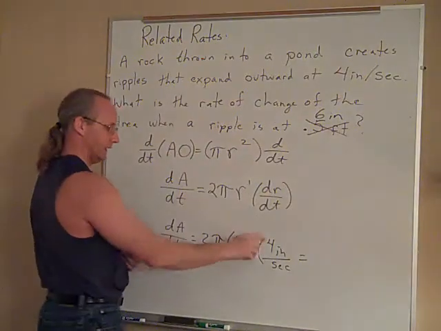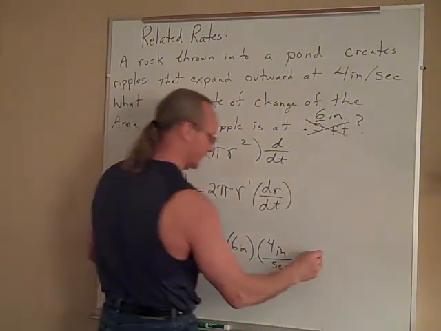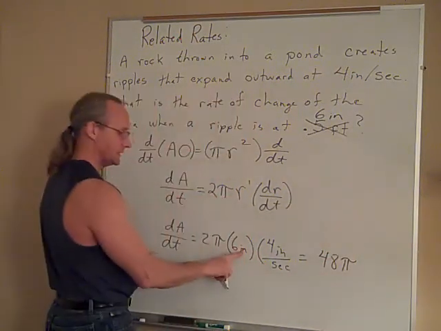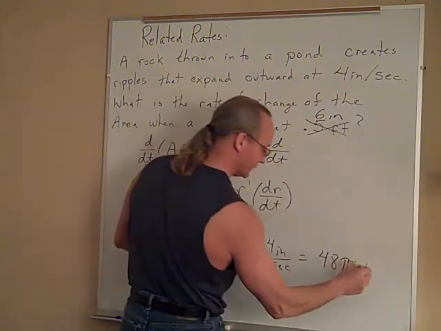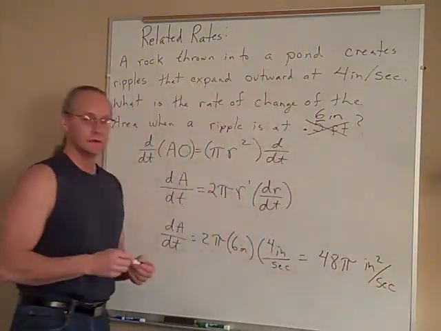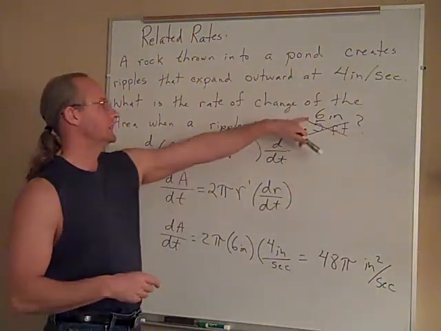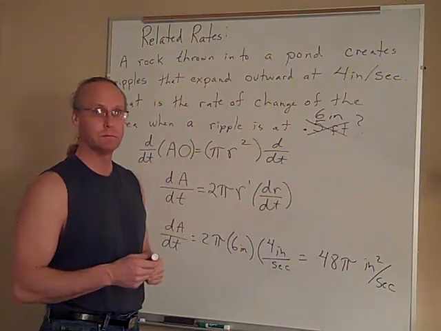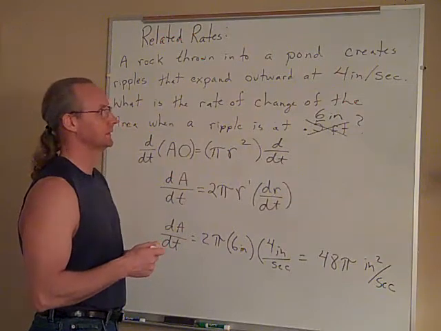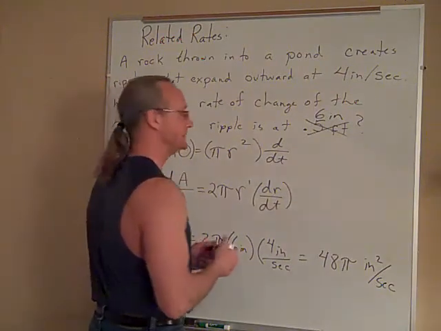And what I end up with is 2 times 6 times 4, which is 48 pi, and this is inches times inches, which is inches squared per second. This is the rate of change of the area when the radius is half a foot. Now I can actually verify this arithmetically. We just use basic arithmetic. We can look at this and see what happens.